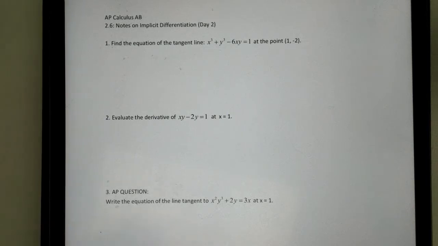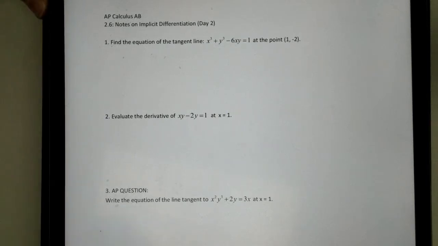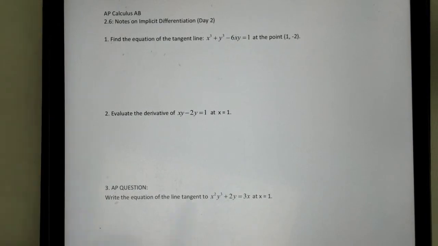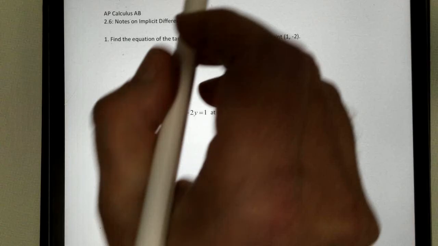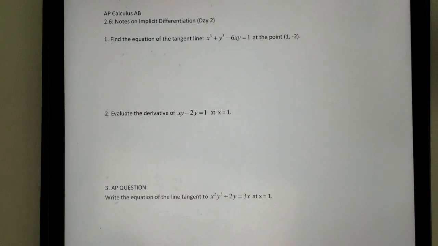Hello, welcome back. Today we're going to continue our discussion with implicit differentiation. We're going to take a look at a few different types of problems here. So buckle up, it's going to be a ride. I hope we're going to have some fun.